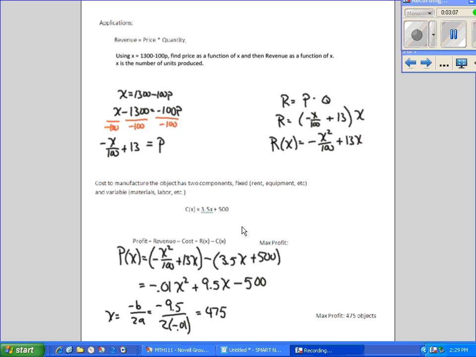So taking those two functions, combining them, profit is revenue subtract cost. So take our revenue function, subtract our cost function. Again, be careful we're distributing the subtraction through. Combining those, and we get a parabola. So this is profit here. And if we want to maximize profit, what we need to do is find the vertex. So we use our negative b over 2a formula, simplify, and our maximum profit occurs when we're manufacturing and selling 475 objects.